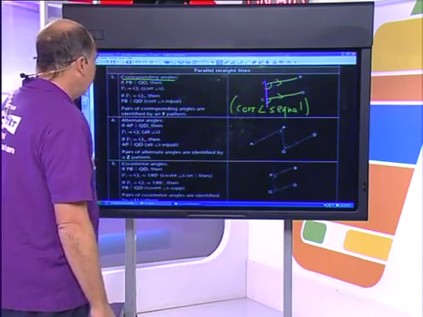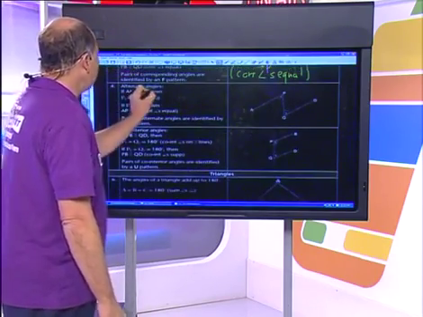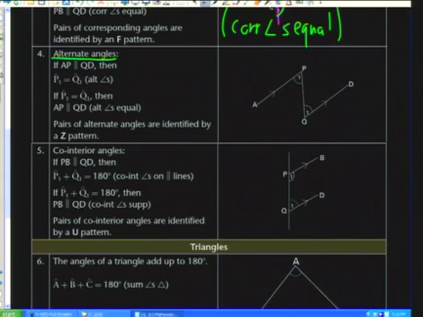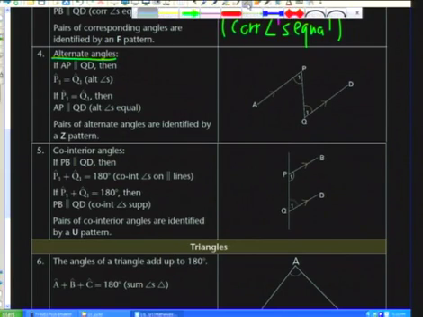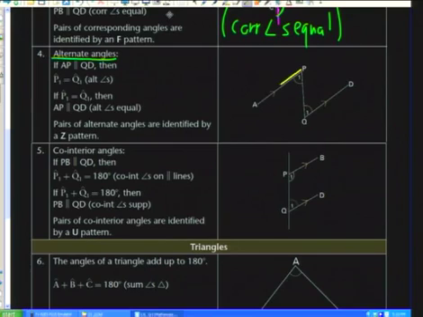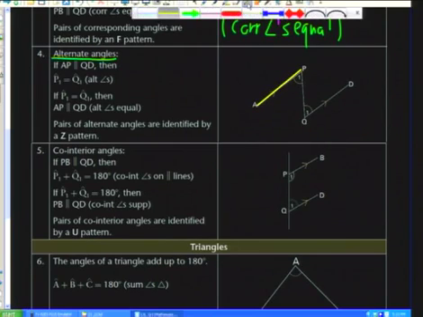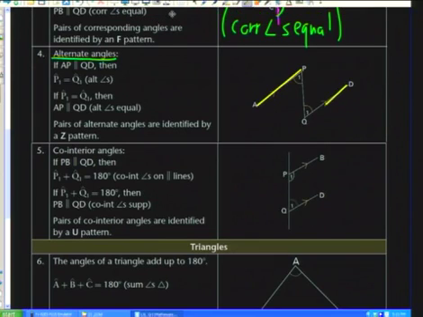Now, the next one. In the same way, we've got something called alternate angles. Alternate angles are between parallel lines. I hope you can see the parallel lines here. I'm going to highlight them in yellow. That's a parallel line, and the second one that is parallel to it. I'm just going over it so it will stand out.